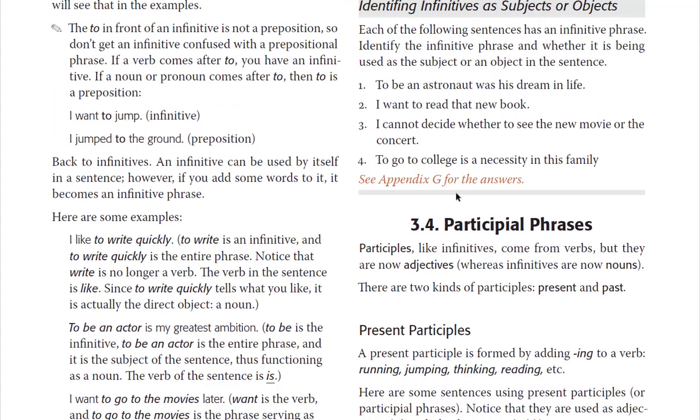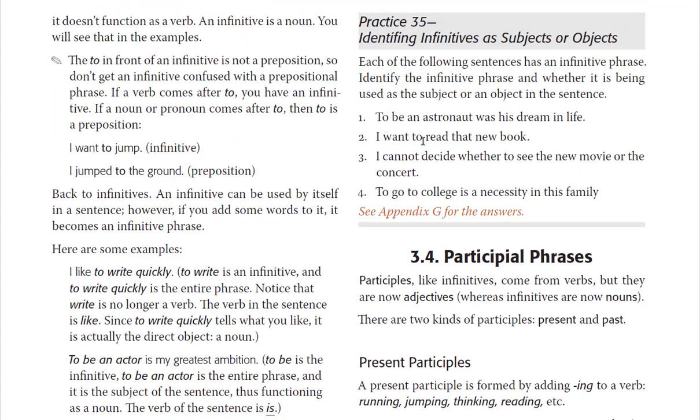Oh yeah, so let's do some. To be an astronaut. So this is an infinitive phrase used as a subject. I want to read that new book. So to read that new book is an infinitive phrase used as an object. I cannot decide whether to see the new movie or the concert. So since it comes after the verb decide, then this is an infinitive object.